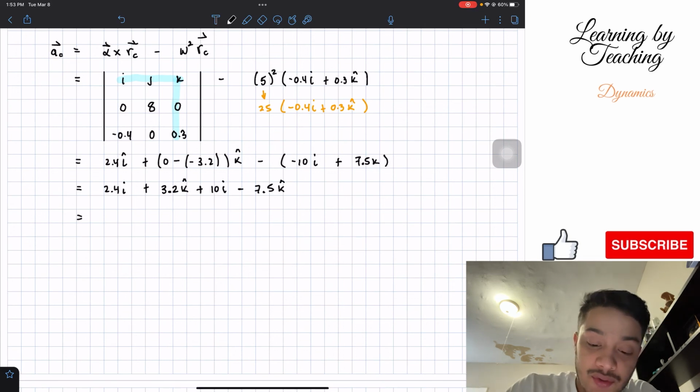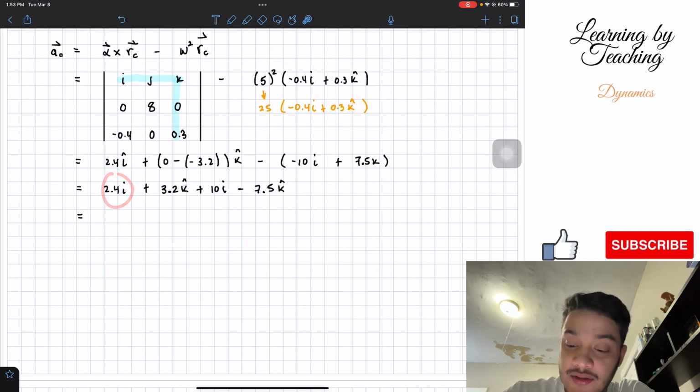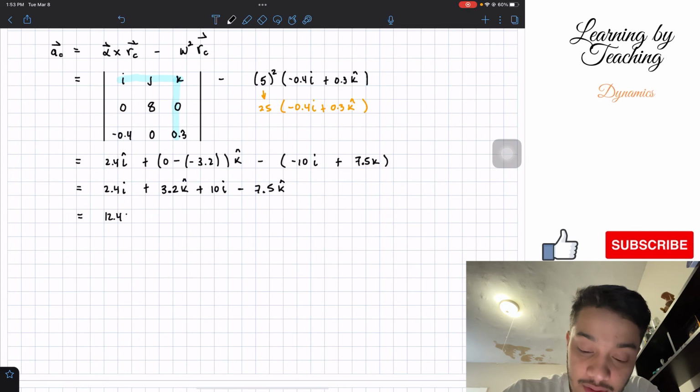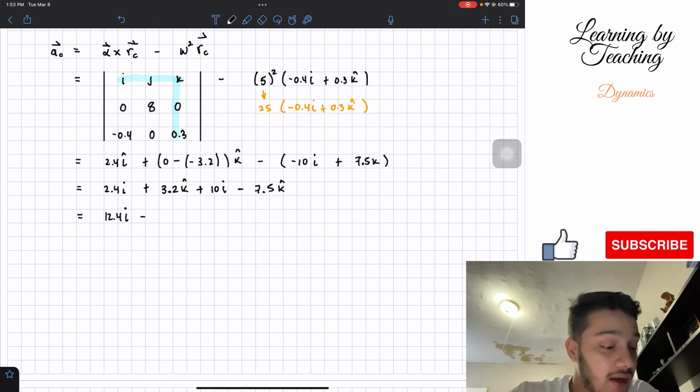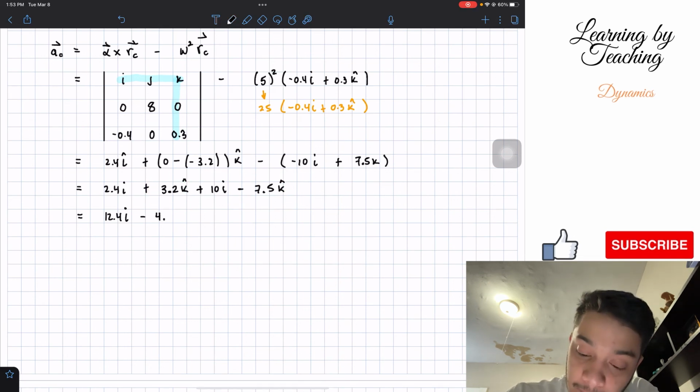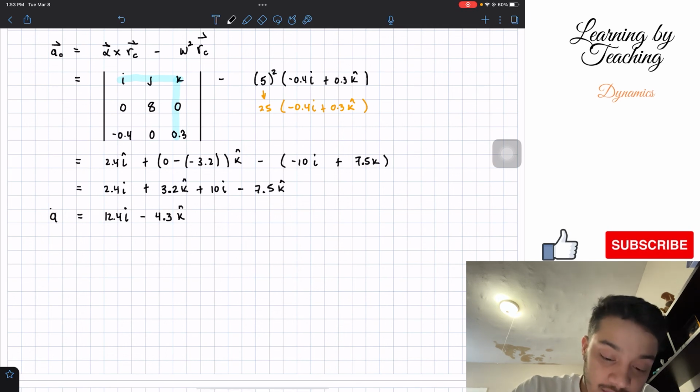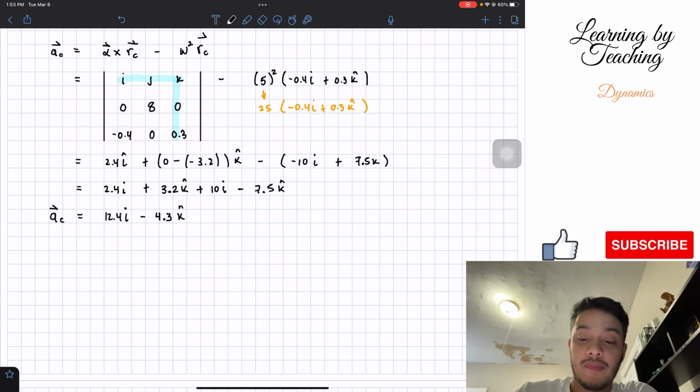Okay, so we're going to add the x components with the x component. We end up having 12.4 in the I direction, and we're going to have a negative because 3.2 minus 7.5, negative 4.3 in the k direction. And we just found out our acceleration in Cartesian form of my point C.